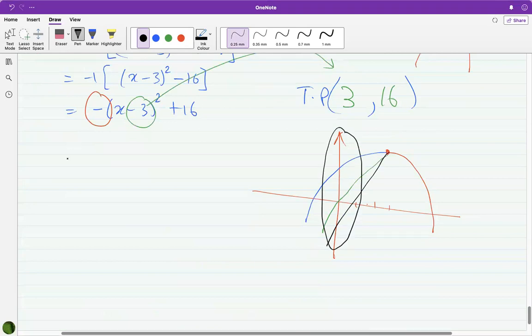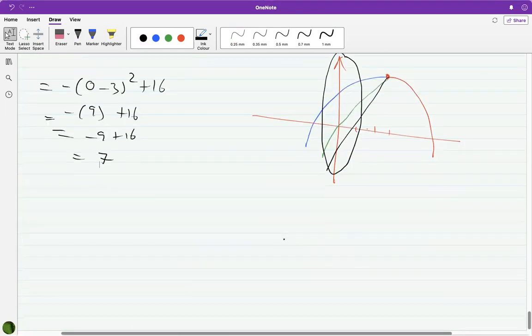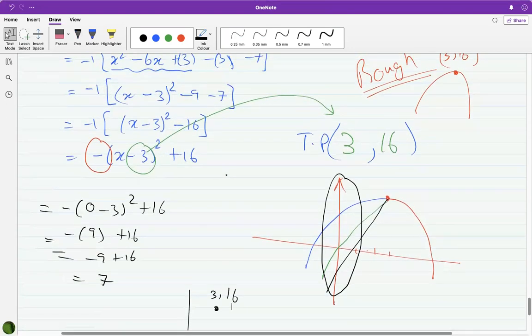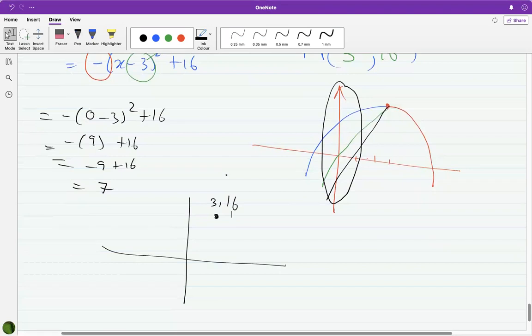X is 0. So I'm using this: minus 0 minus 3, whole square, plus 16. If I solve this, I get minus 9 plus 16, which is 7. Now I'm sure that it will cut the y-axis at positive 7. So, final sketch: the turning point is x 3, y 16, and it cuts the y-axis at 7. So the graph will look like this. This point is x 0, y 7, and the turning point is 3, 16.